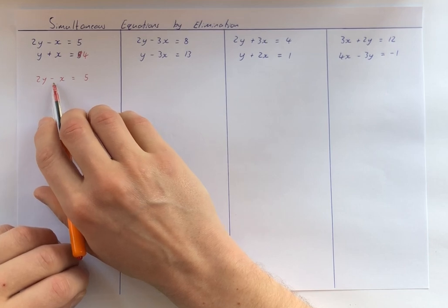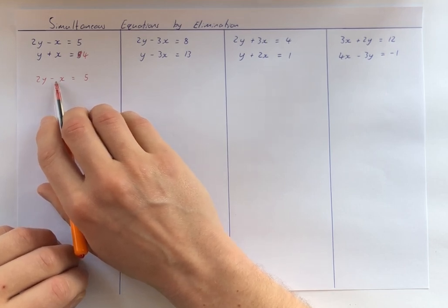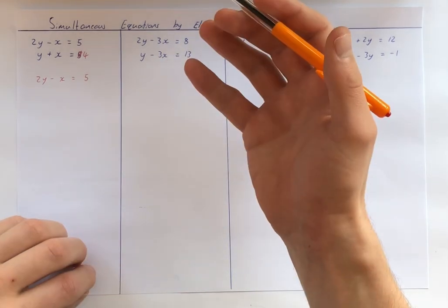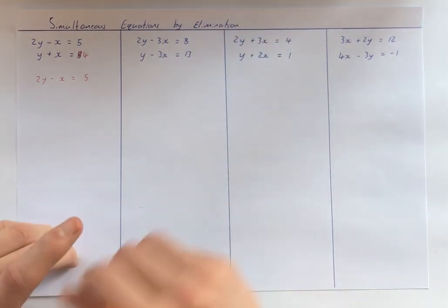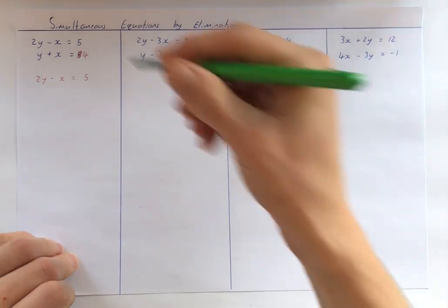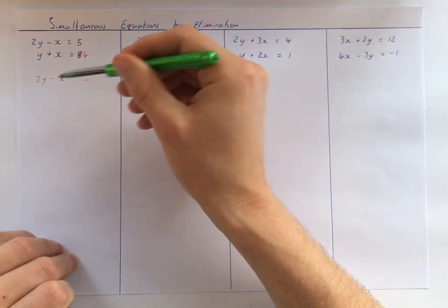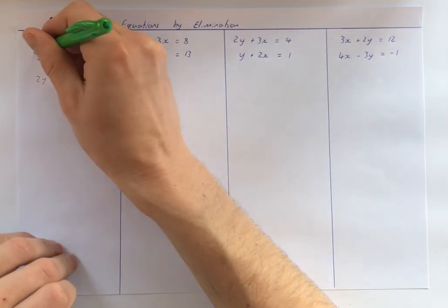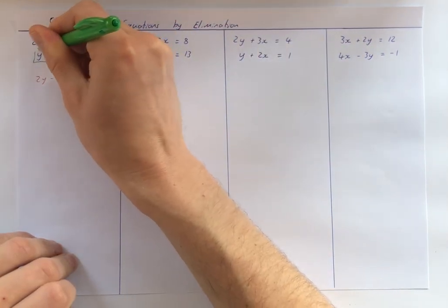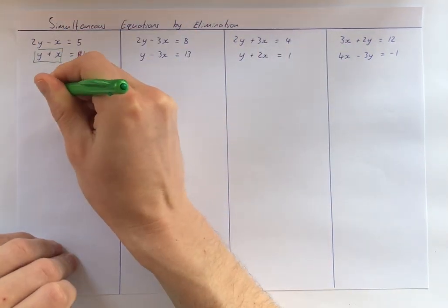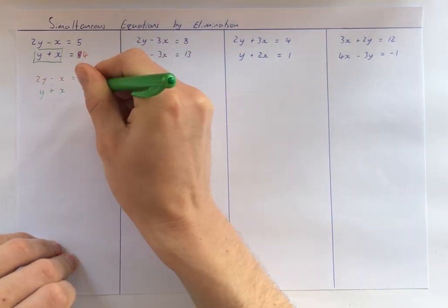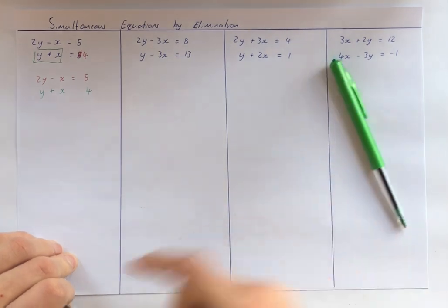We could add positive x to this side, and that would get rid of this x, but it would still give us an x on this side. So that's not going to work. Okay, here's the trick. Can we add the same thing to both sides, even though those two things look slightly different? We can. We can add y plus x to this side, and we can add 4 to this side.